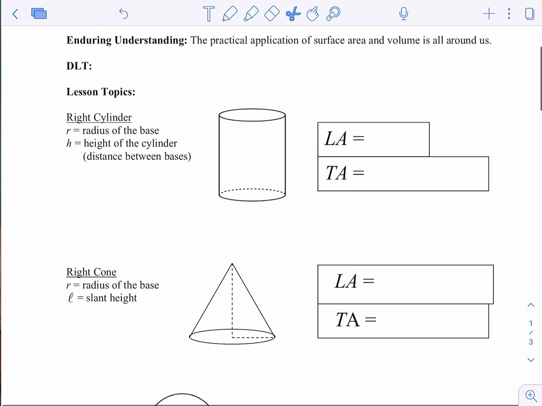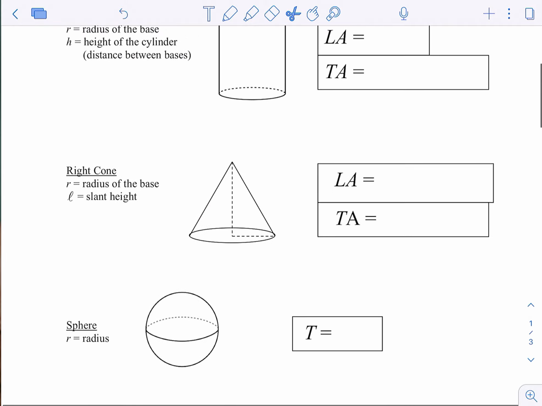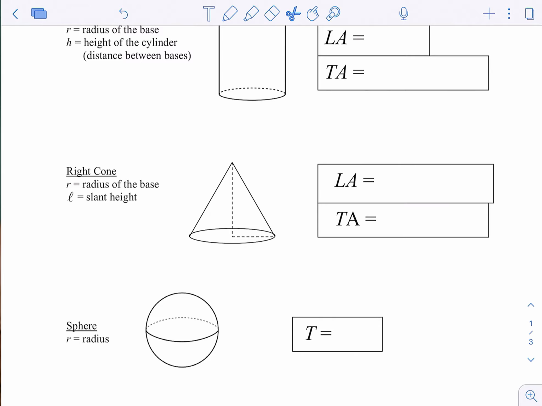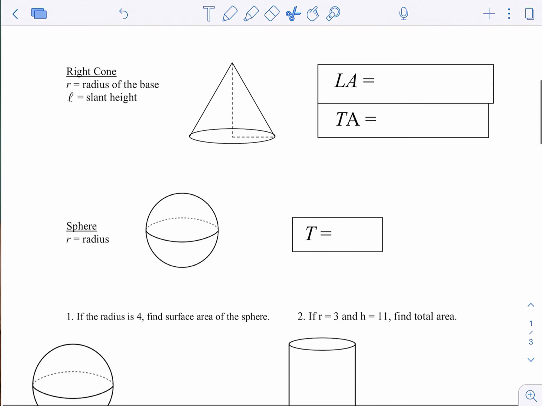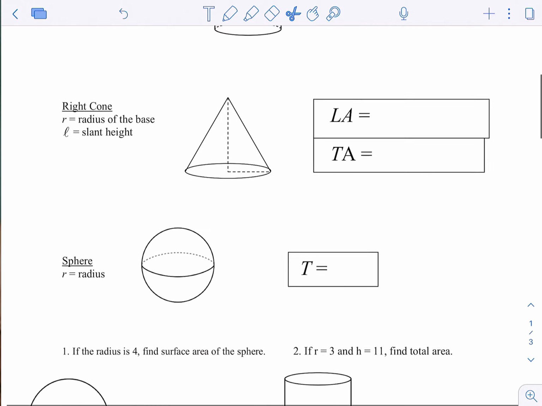So we have a right cylinder, which you can think of like a soup can or any sort of can, or a tube of a paper towel roll, that sort of thing. A right cone, think about an ice cream cone, snow cone, all that good stuff. And then a sphere, think about a basketball or any sort of ball-shaped figure.